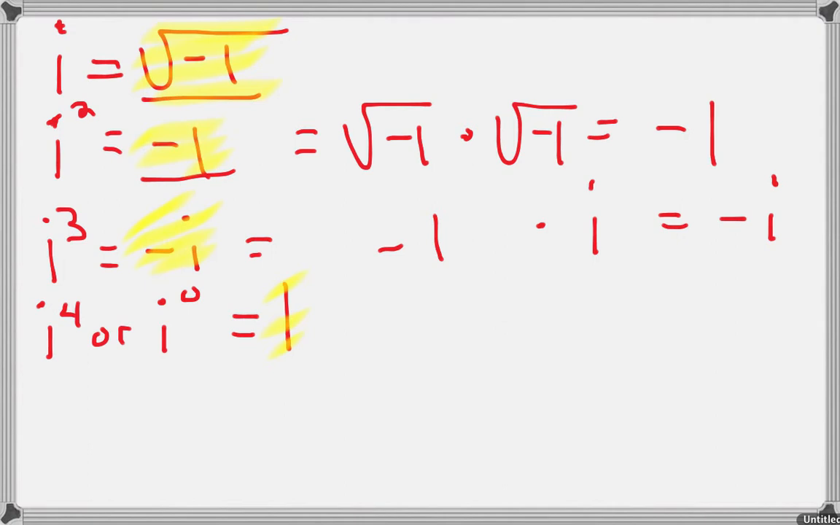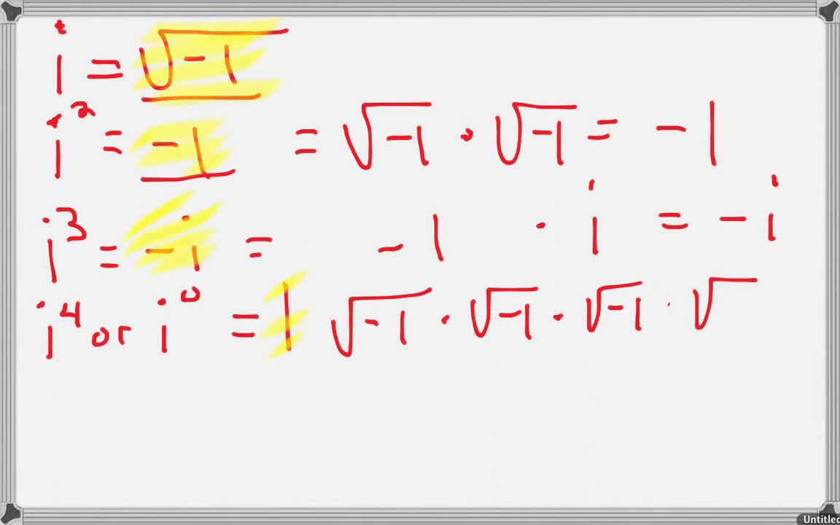But if you got i to the fourth power, let's examine this. You got square root of -1 times square root of -1 times the square root of -1 times the square root of -1. So we got 4 of those there. Well, we know that 2 of them equal -1, times these 2 equal -1. Well, what's -1 times -1 equal? 1.